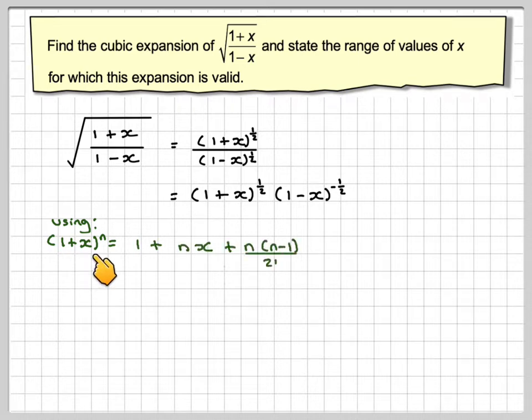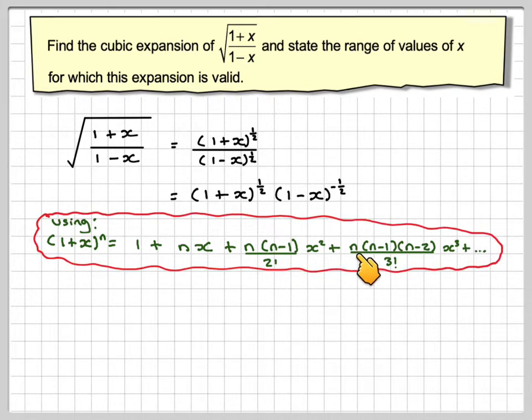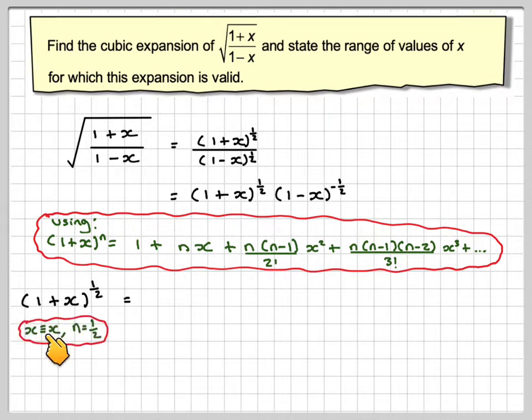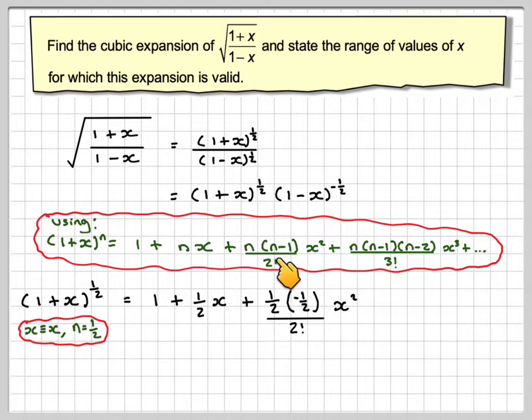So the binomial theorem says 1 plus x to the n is equal to 1 plus nx plus n times n minus 1 over 2 factorial x squared, plus n times n minus 1 times n minus 2 over 3 factorial x cubed, and so on. So expanding each one by one. In the first case, we'll take x is equivalent to x, n is a half. So that will become 1 plus a half x plus a half times minus a half over 2 factorial x squared. You take 1 away from n each time. Plus a half times minus a half times minus 3 over 2 over 3 factorial x cubed.